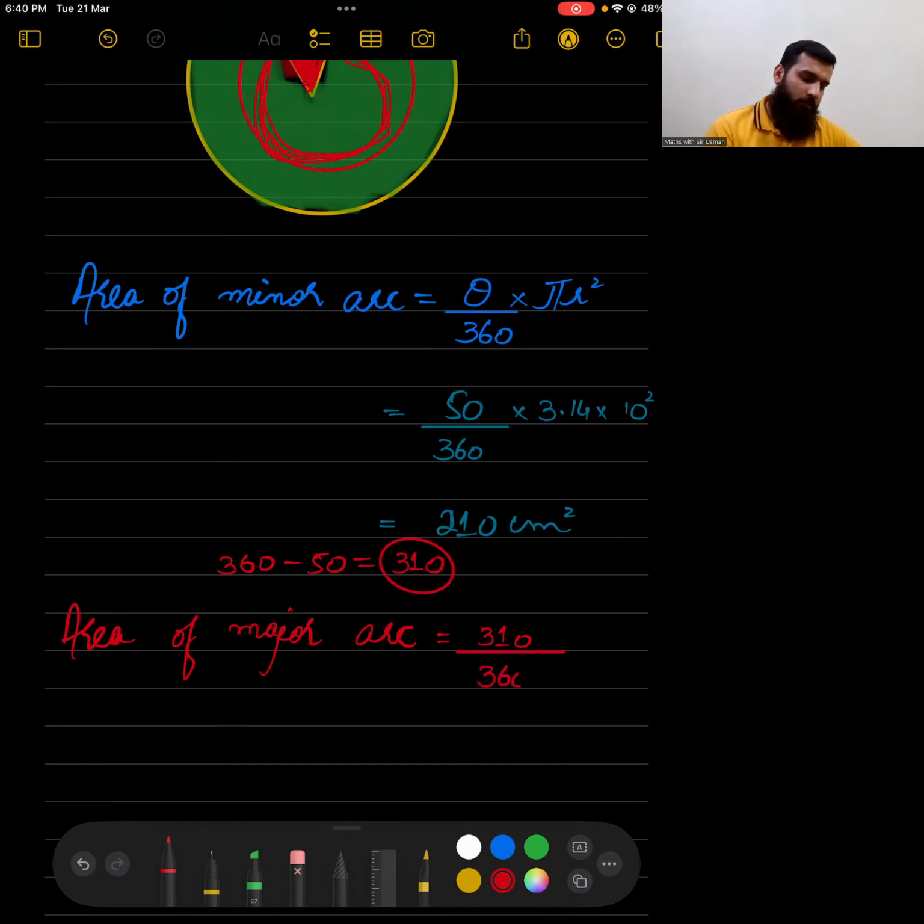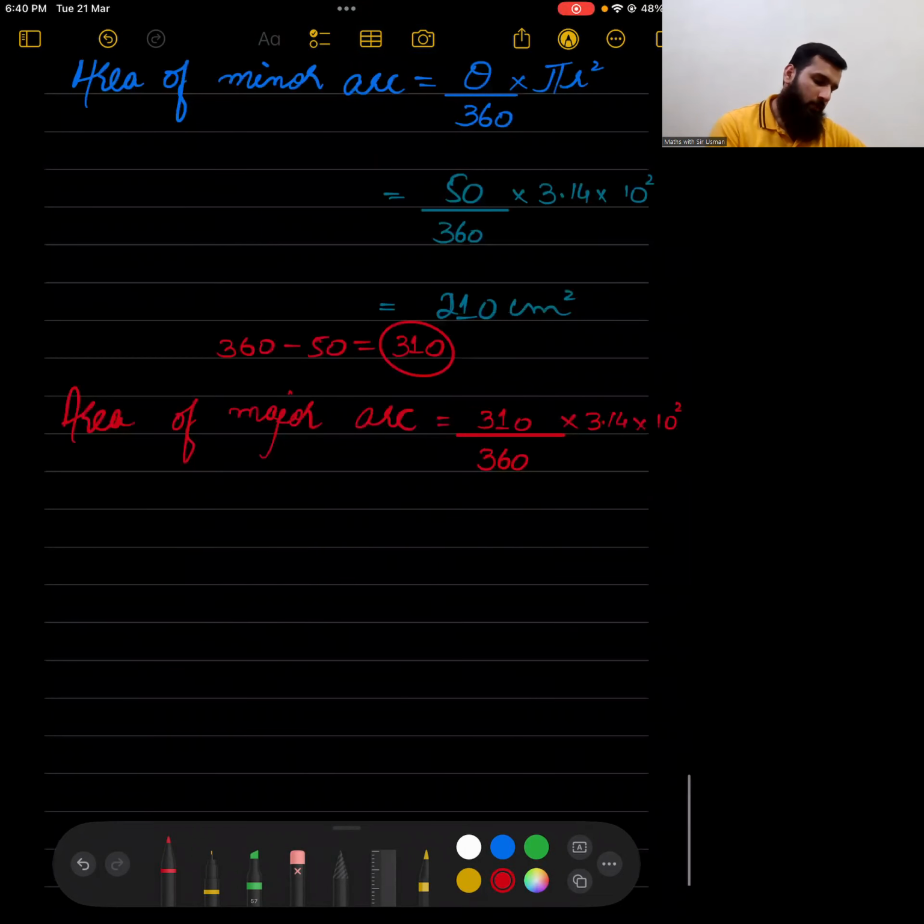Now doing the exact same thing, theta over 360 multiplied by pi multiplied by the radius, which is 10. And you'll end up getting your answer for this particular part as, let's suppose, 1300 centimeter square.